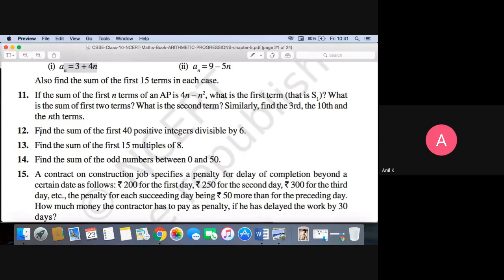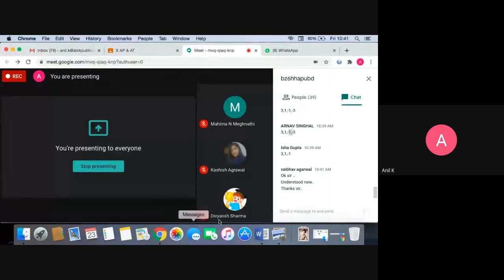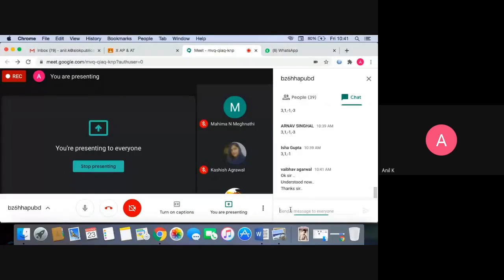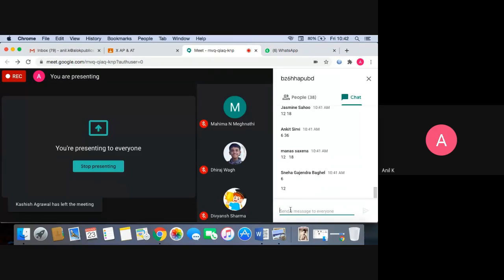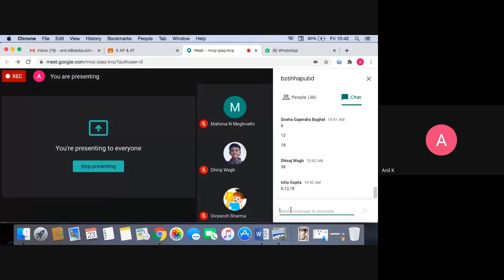Next is find the sum of first 40 positive integers divisible by 6. Can you tell me what is the first number which is divisible by 6? What is the first number? What is the second number? What is the third number? Yes, 6 itself. Then 6, 12, 18. Till which number I have to go? Will it be infinite? Will it be finite? What is the last number?